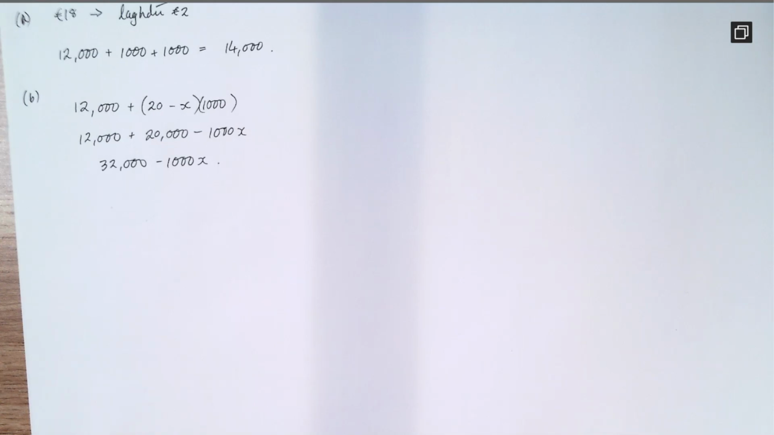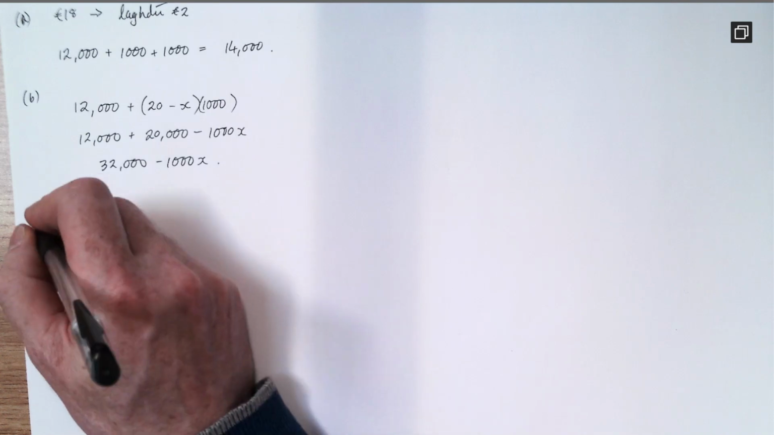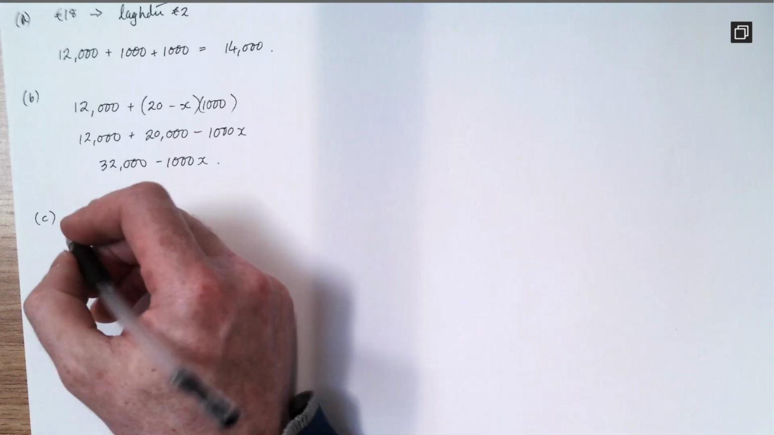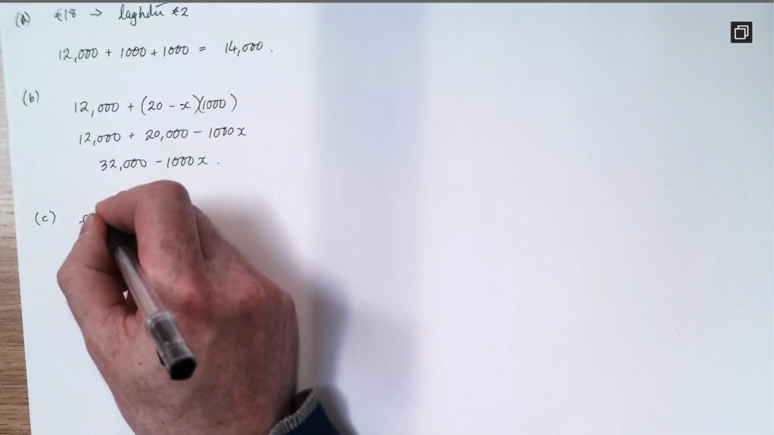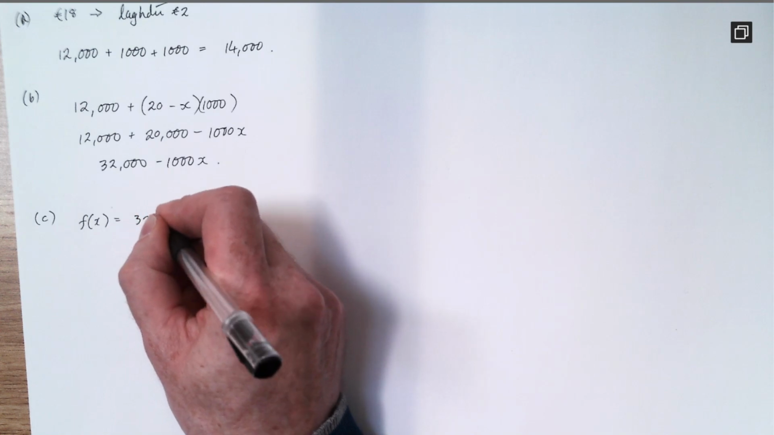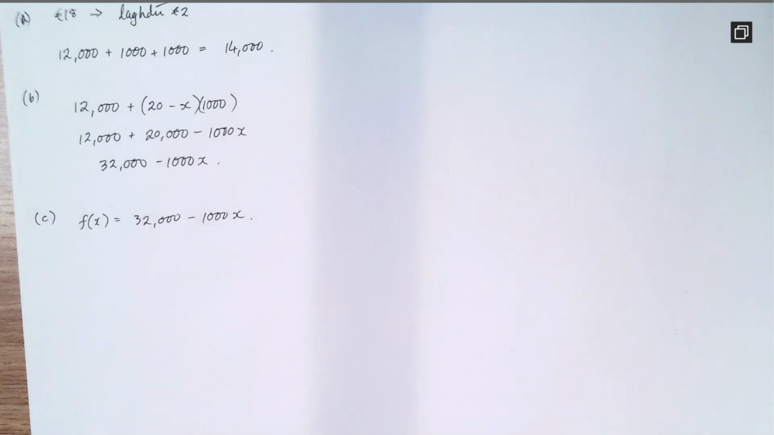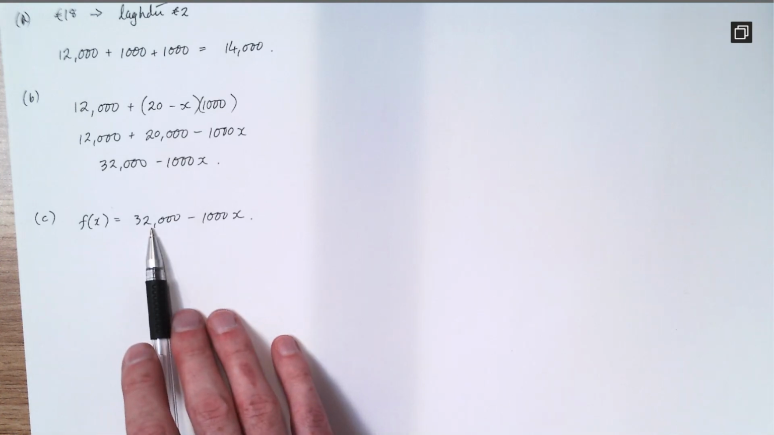Okay, so part C. Write down a function f that gives the expected income from the sale of tickets for such an event. So f of x equals 32,000 minus 1,000x. So write down a function that gives the expected income. That's your expected income.